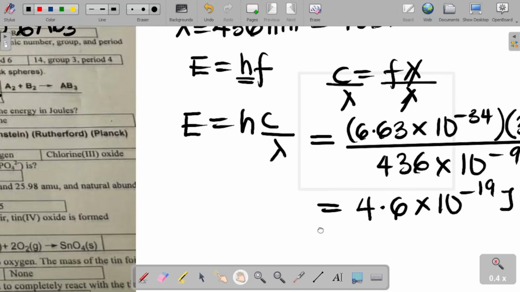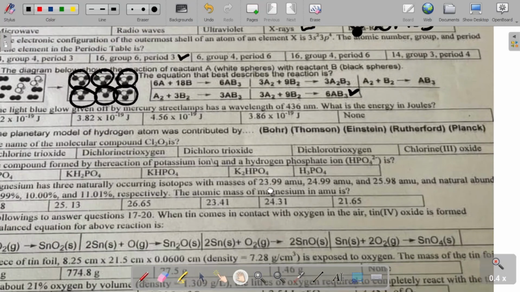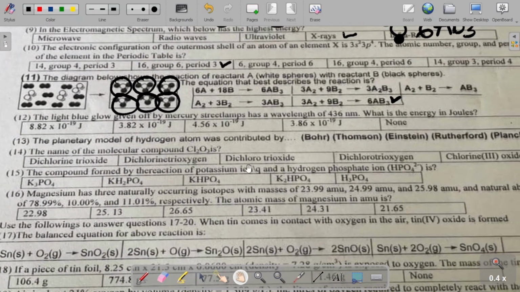And if I look at this, what's the option there? You have the option here as 4.56 times 10 to the power minus 19 joules. So for 12, your answer becomes this one here, 4.56, which is approximately 4.6 times 10 to the power minus 19 joules. So I'll take that as my answer.